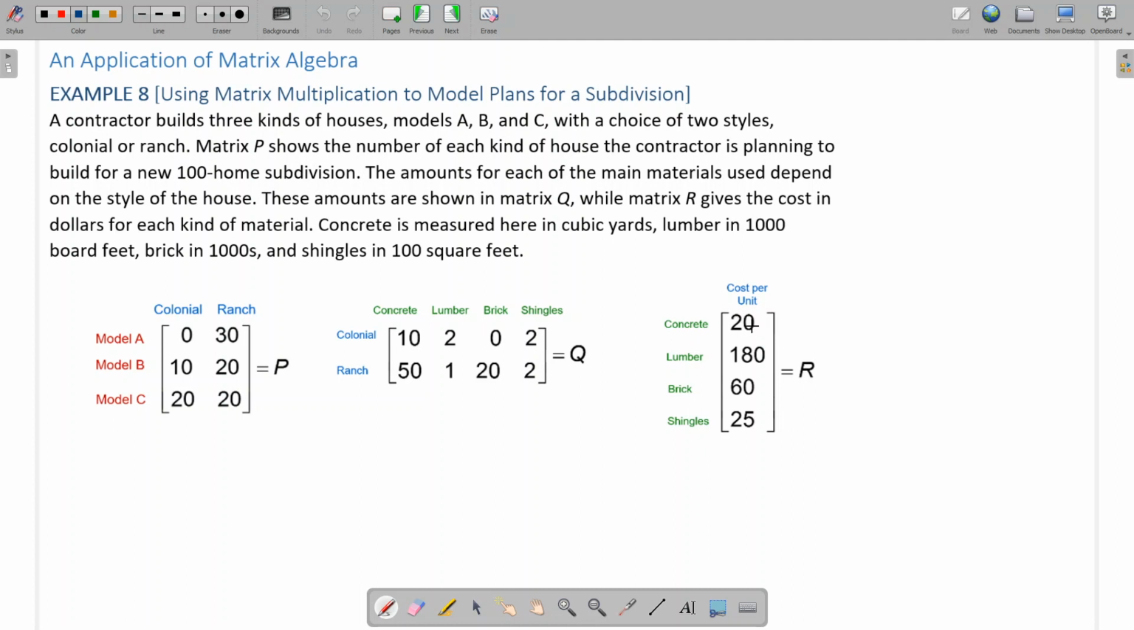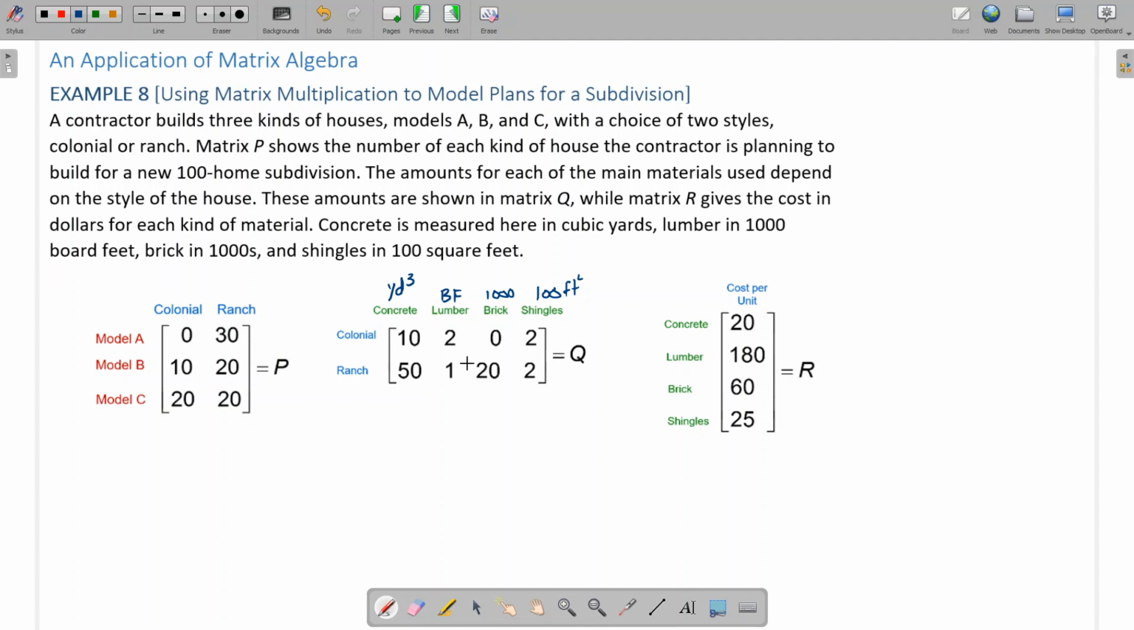So concrete is 20 per unit, lumber is 180 per unit, etc. And I am assuming these are in dollars. And then here it just tells us what each unit of measure is. So concrete, these numbers here are in cubic yards. Lumber is in board feet. Bricks is in thousands of bricks. So this is saying we have 20,000 bricks for the ranch style. And shingles is in 100 square feet. So 200 square feet for the colonial and 200 square feet for the ranch, which seems quite a bit low, but we're just going to stick with their numbers.